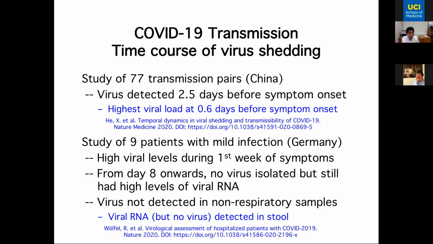There was also a study in Germany, although just a few patients, but they showed that the virus levels were highest during the first week of symptoms. And then after that, in the second week, they couldn't isolate any virus, although they could still detect the viral RNA. And the point here is that you can detect viral RNA, but that is not equivalent to infectious virus. And they looked at virus in other samples besides respiratory samples. They can detect viral RNA, but not the virus in stool. We don't think this is an important means of transmission. And they did not detect viral RNA or virus in blood or urine.